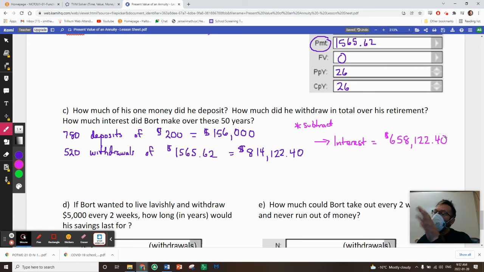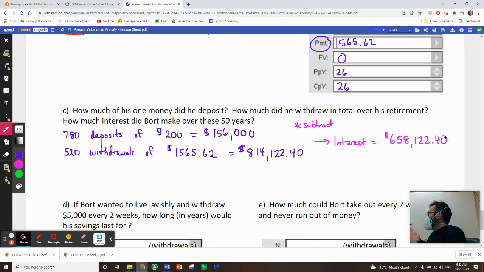And none of these numbers are unrealistic. Very realistic interest rate if you're not touching the money. Very manageable amount every 2 weeks from a paycheck. And you guys can see the power of compound interest. Very cool. Anything you guys want to chat about?